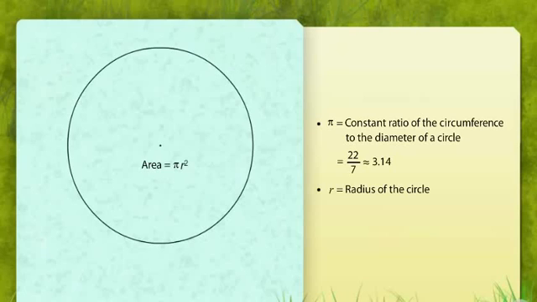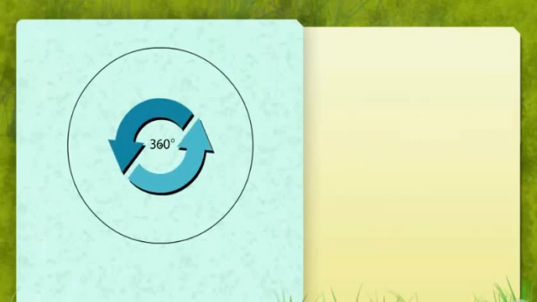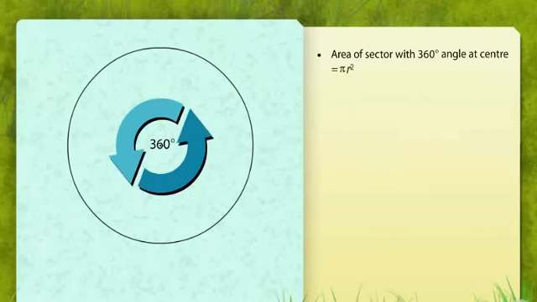We know that the area of a circle is pi r square. Now, let's apply the unitary method here. Let's consider the circle as a sector that forms a 360-degree angle at the center. When the angle at the center is 360 degrees, the area of the sector is pi r square.